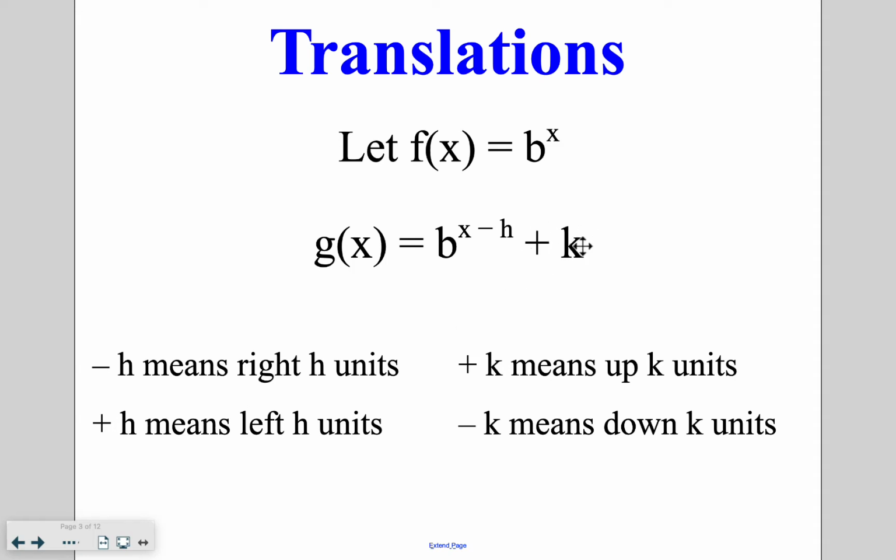If the addition or subtraction occurs after the exponent, so at the very end of the function, that is going to indicate to you the up and down movements on the graph. If it is addition after the exponent, that is going to indicate it's moving k units up, and if it is subtraction, it is moving down.